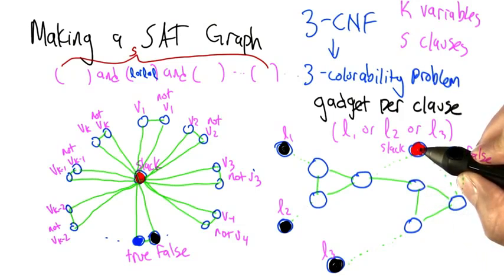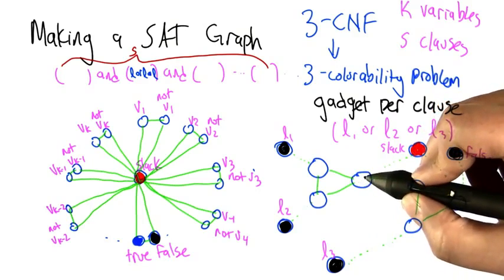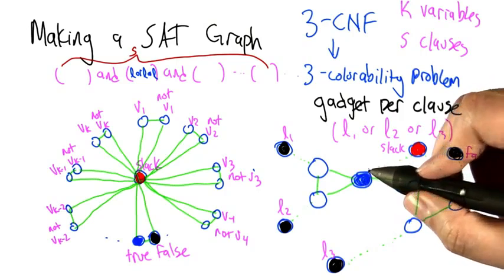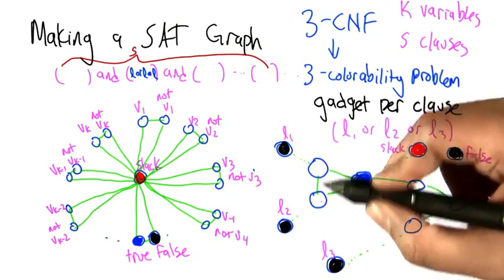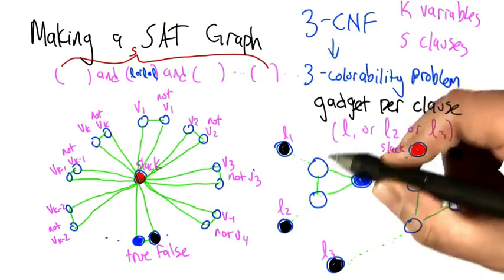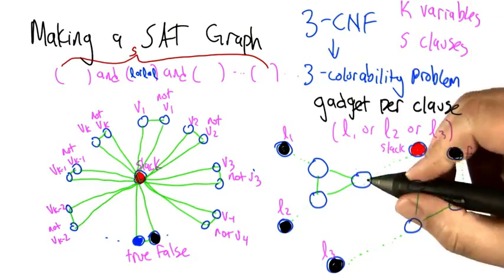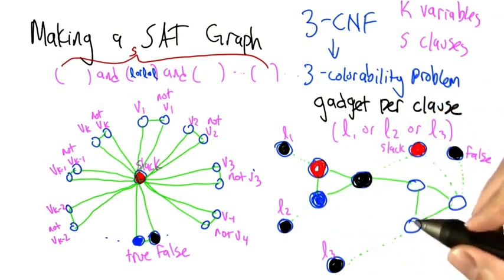So given that these 2 nodes are connected to slack, neither of them can be red. So this one in particular can either be blue or black. If this one's colored blue, then that means neither of these can be colored blue, and neither of these can be colored black, so they have to be both colored red, and that doesn't work. So this can't be blue, and it can't be red, so it has to be black. These can either be blue or red, it doesn't matter which is which.